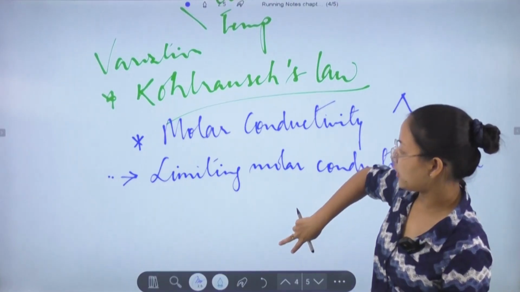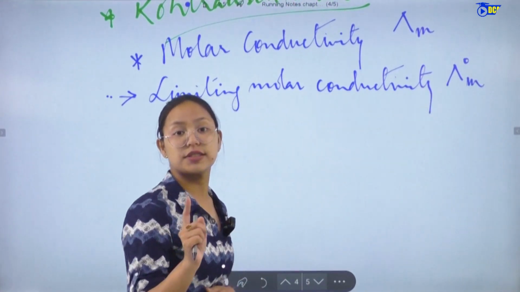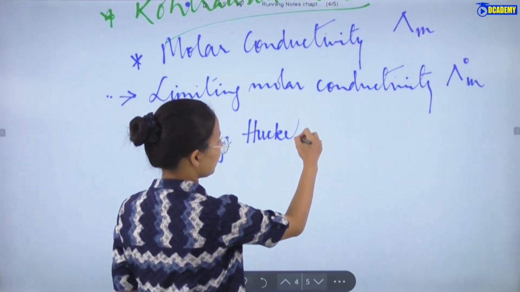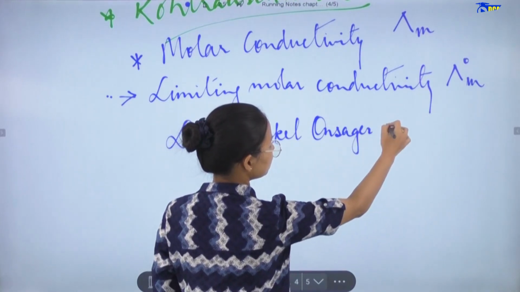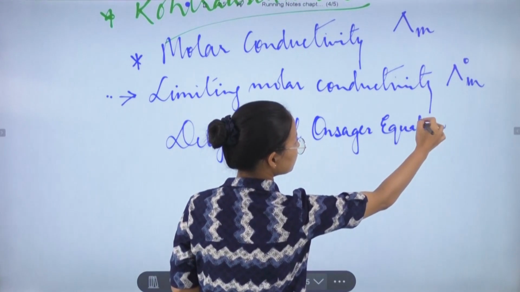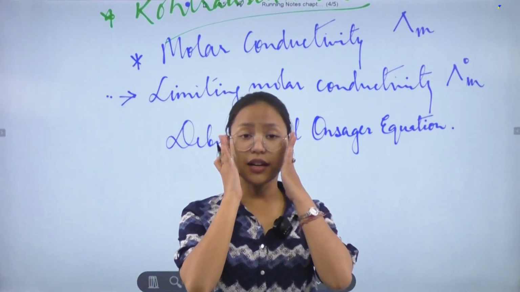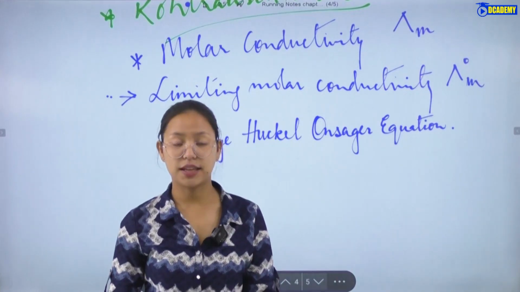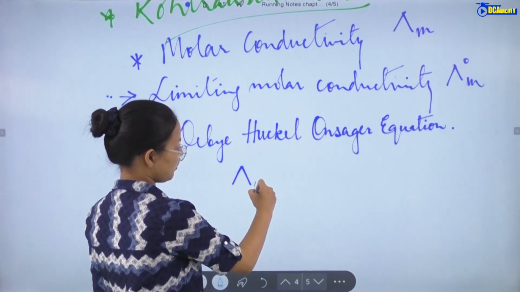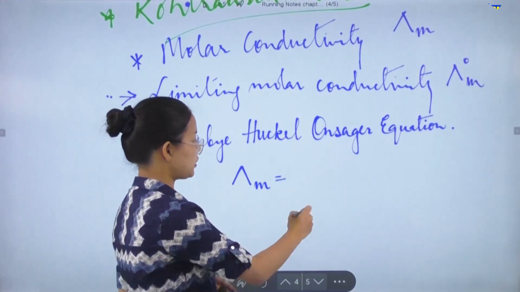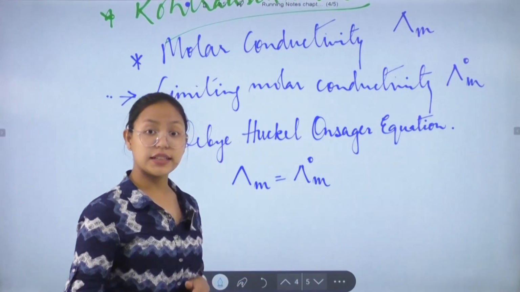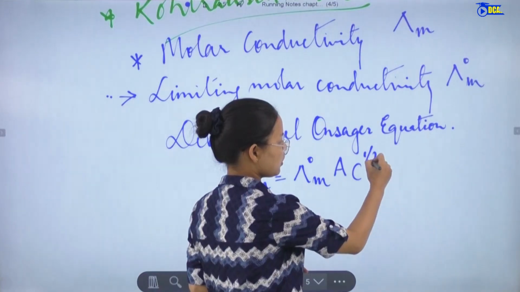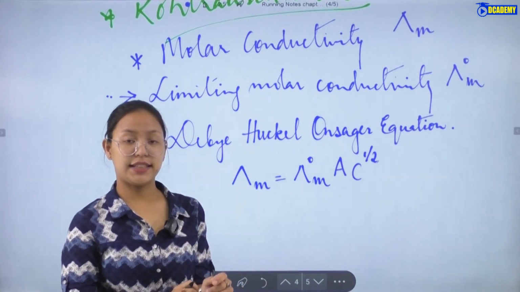Debye-Hückel-Onsager equation. Concentration terms, limiting molar conductivity, limiting molar conductivity with a term, a constant A, and C to the power 1 by 2.